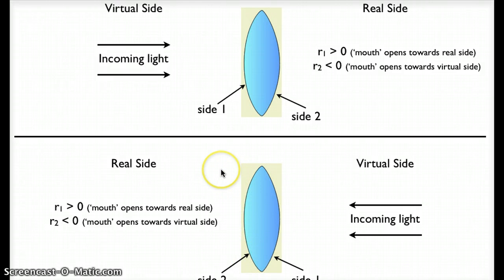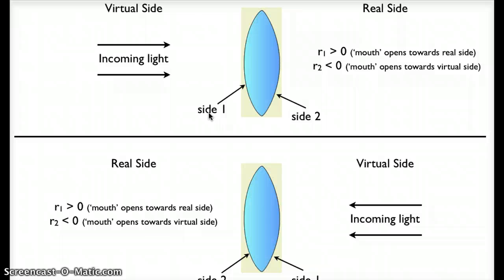So again, for both lenses, when we switched which side the light was coming in from, that changed what we called side 2 and side 1. These two labels switched. But the definitions of whether R1 was positive or negative did not change. Just what side of the lens it was referring to did change. And if we actually worked through the equations, we would get the same focal length, no matter which side the light came in from.